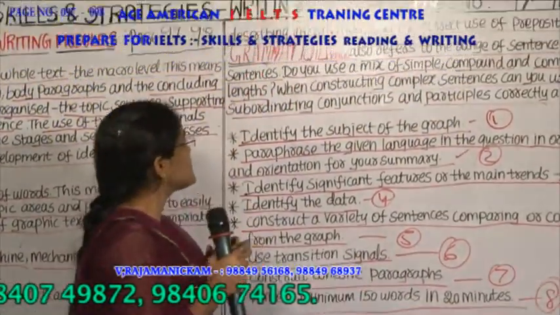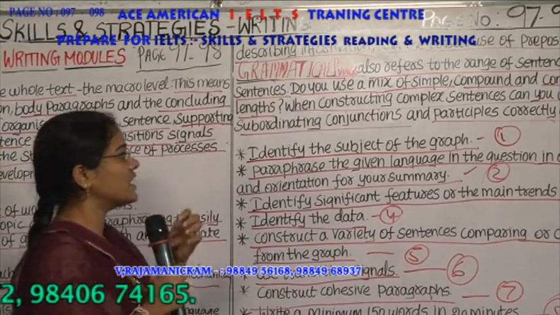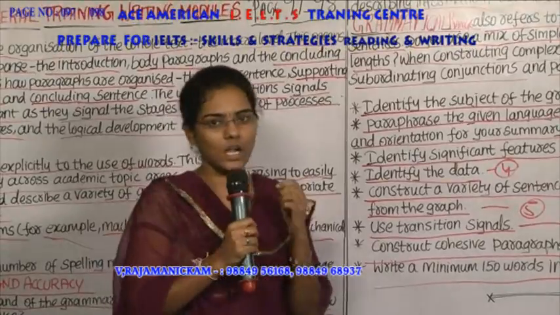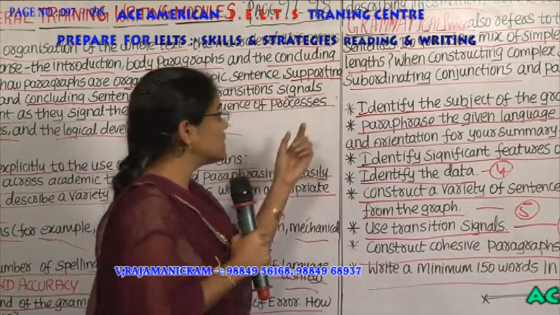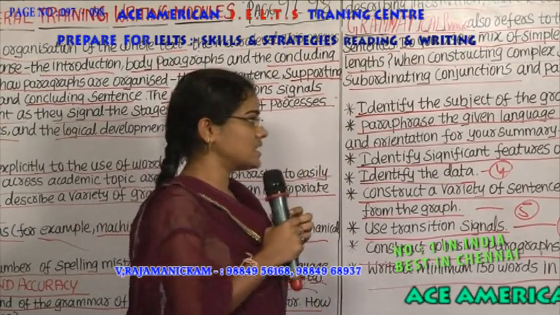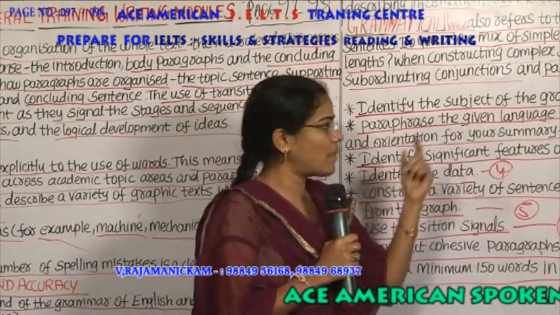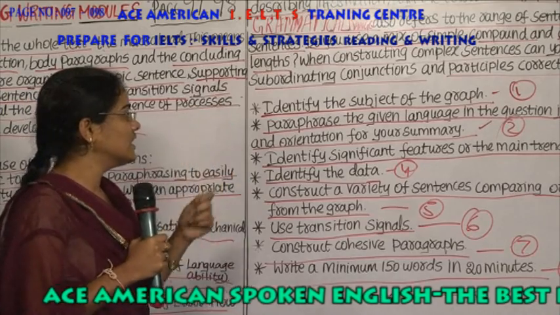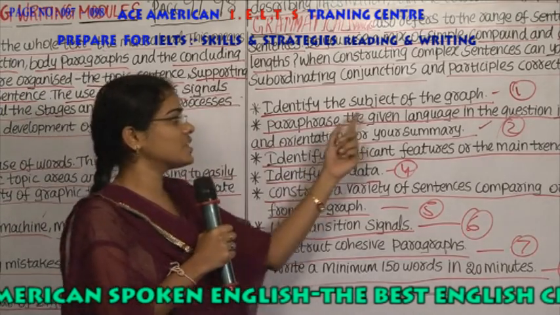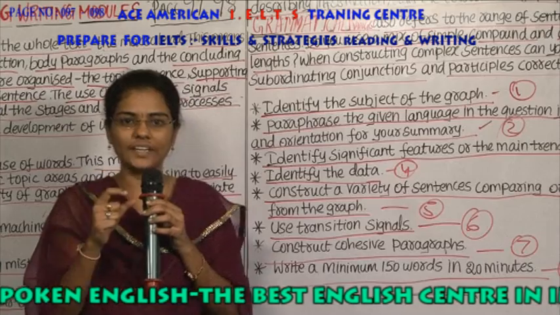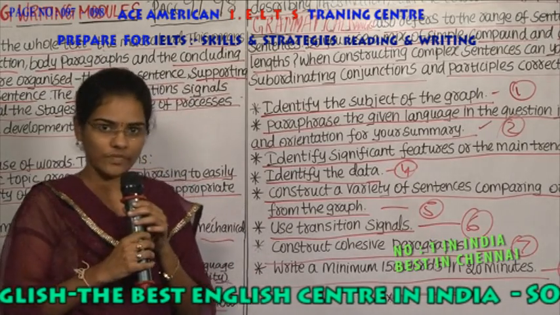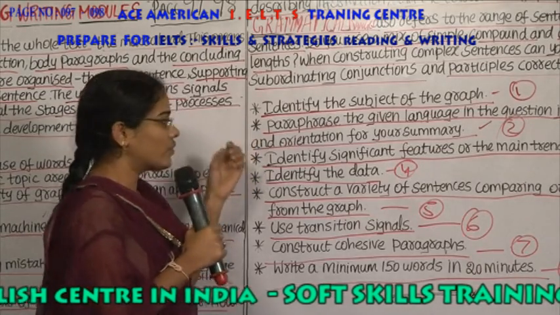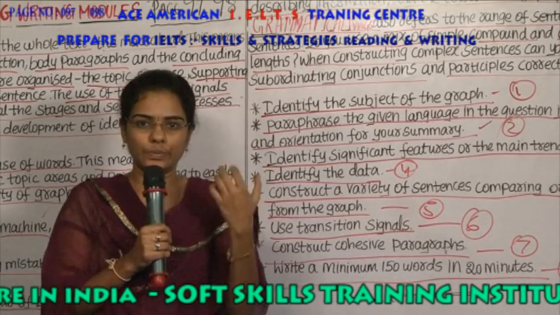And then next is grammatical range. In grammatical range, we use different sentences: simple and compound sentences, and then subordinate conjunctions and participles. These must be used in the grammatical range. Then first is to identify the subject of the graph. First you identify what the subject is in that graph. Then you write the paragraph.